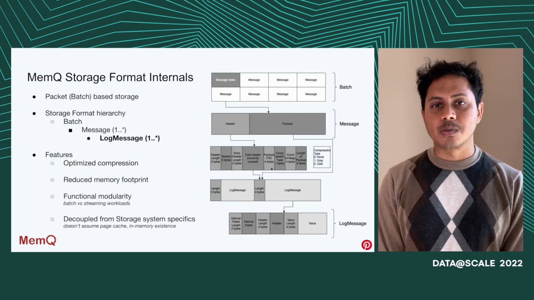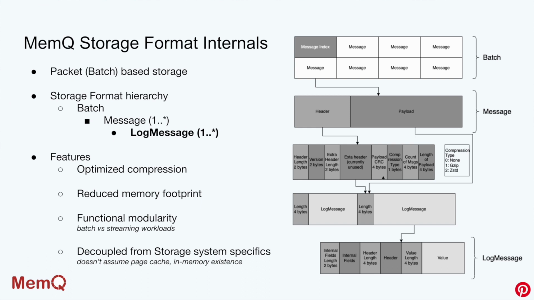Let's talk about the MemQ storage internals. MemQ has a tiered storage internal and a packet-based storage protocol. What that allows us to do is batch data at different layers and persist that onto the storage layer. At the top level is the actual object called the MemQ batch. Underneath that, there are one or more MemQ messages. And finally, the applications are sending log messages, which are aggregated underneath the message.